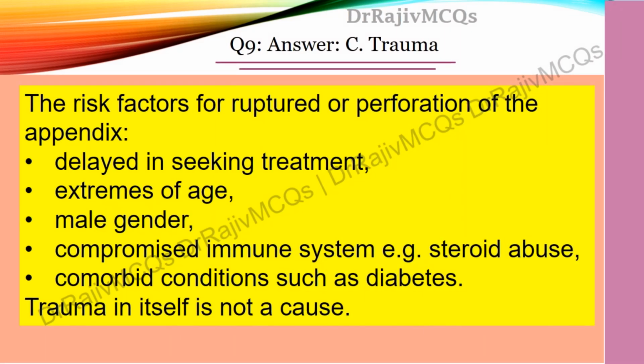The correct answer in question number 9 is option C. The risk factors for rupture or perforation of the appendix are delay in seeking treatment, extremes of ages, male gender, compromised immune system such as steroid abuse, and comorbid conditions such as diabetes. Trauma in itself is not a cause.